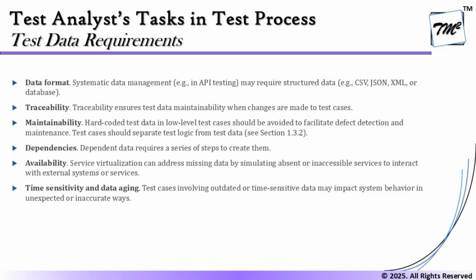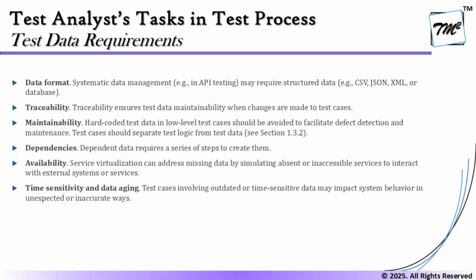Also to add here, of course, the next thing we are talking about is the data format. Systematic data management may require structured data, could be in particular formats like CSV, JSON, XML, etc. Then of course, traceability. Traceability ensures the test data maintainability when changes are made to the test cases. Now again, don't misunderstand that. Traceability is about linking one item to another item. Traceability could be even between the versions.